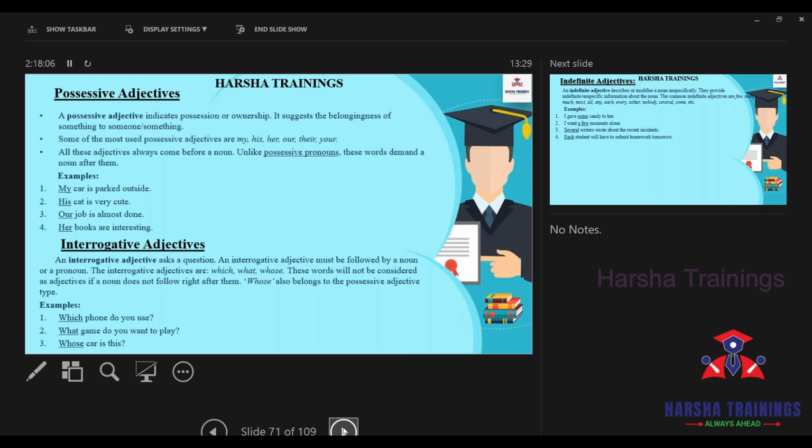It indicates the possession or ownership. Example, my car is parked outside. Whose car? My car. So my is the adjective. Her books are interesting. Whose books are interesting? Her books. So her becomes the adjective there. Interrogative, question mark again. Which phone do you see? Which is the adjective, right? What game do you want to play? What game? So which, what, whose, these words are called interrogative adjectives. Okay.